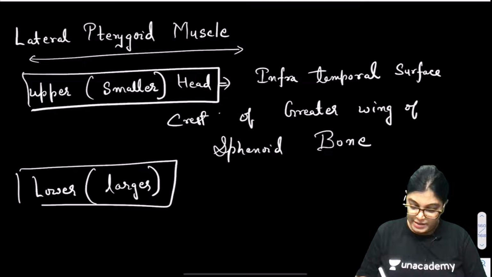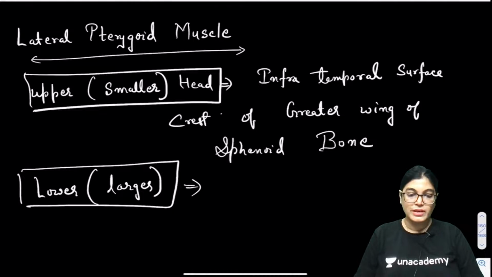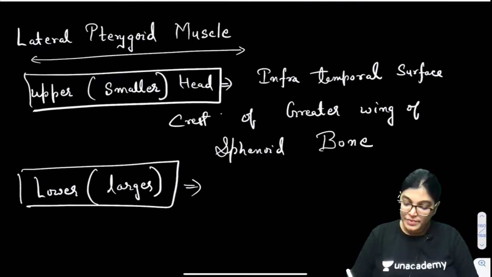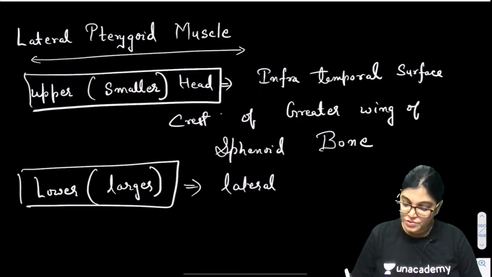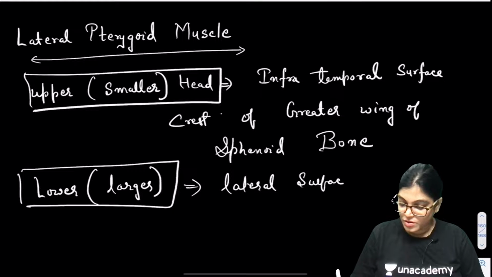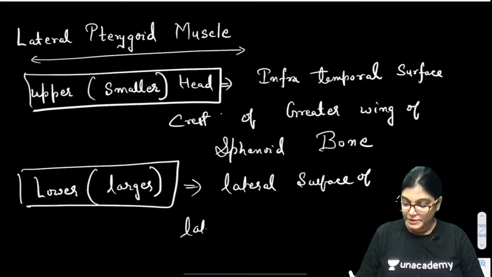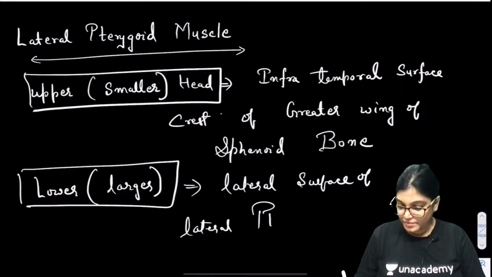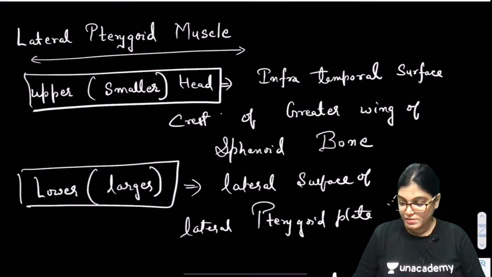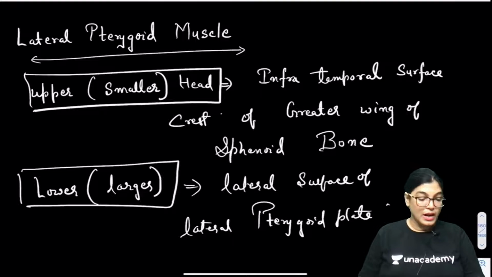Now coming to the lower head, that is the larger head. So the lower or larger head is originating from the lateral surface of the lateral pterygoid plate. Done. And now coming to the insertion.